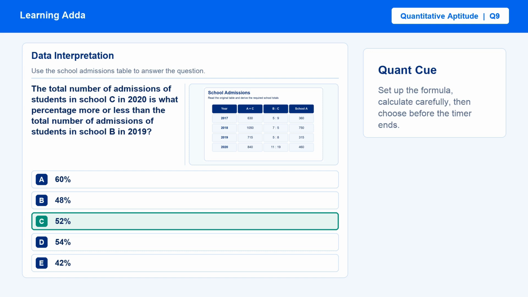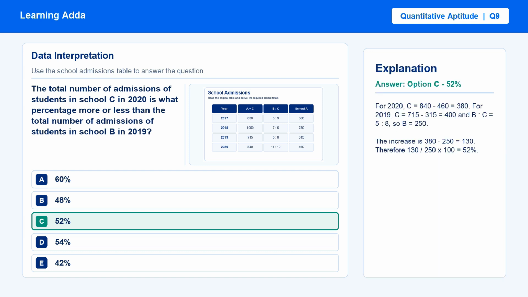The answer is option C, 52%. For 2020, C is equal to 840 minus 460 equals 380. For 2019, C is equal to 715 minus 315 equals 400, and B is to C is equal to 5 is to 8, so B is equal to 250. The increase is 380 minus 250 equals 130. Therefore 130/250 times 100 equals 52%.